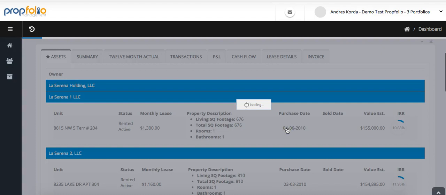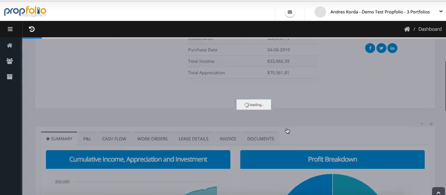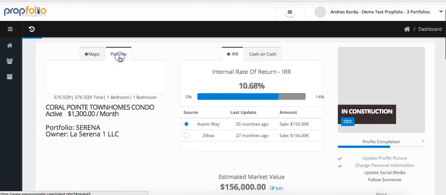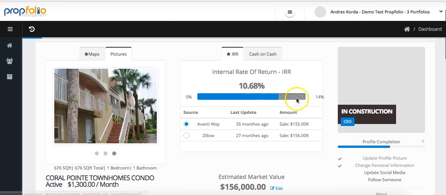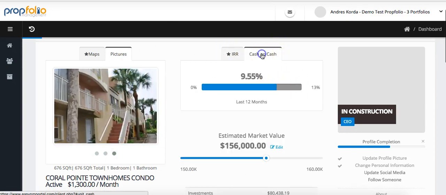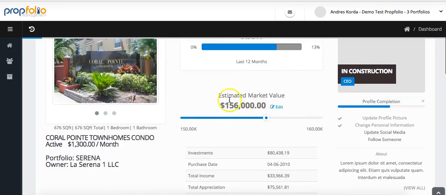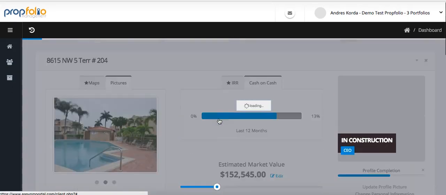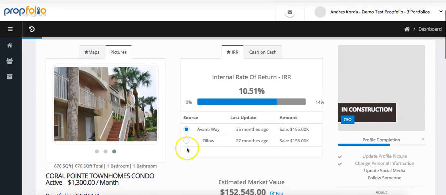So if we go here to this particular unit, now you are at a property, and you can see all the story for this property, and you can see where it is. You can take out some of the pictures of the property, etc. And you have, again, the IRR, you have the cash on cash for the property, you still have the market valuation, and you can move the market valuation and it will change your IRR. Okay, and then you can select, for example, which valuation you want.